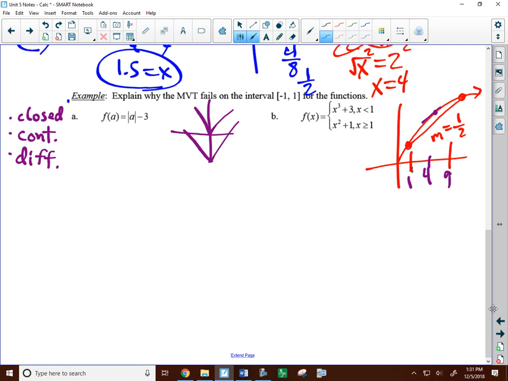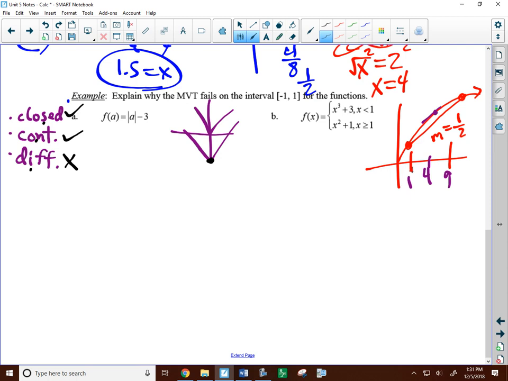Now we're on the interval -1, 9. So are we on a closed interval? Yes. Is this a continuous function? No. Or yeah, it is. Yeah, there's no breaks in the graph. Is it differentiable? No. Why? There's a corner. There's a corner right there. Yeah. So explain why the MVT fails.